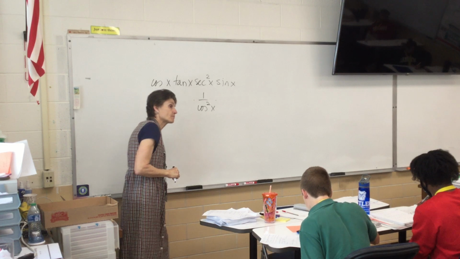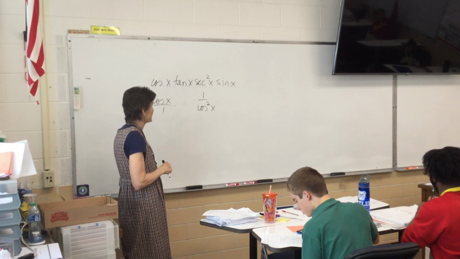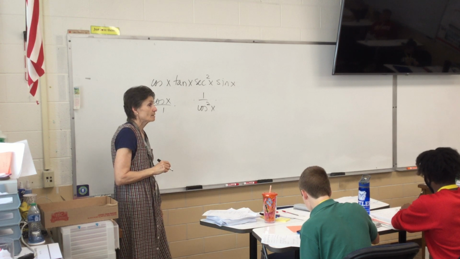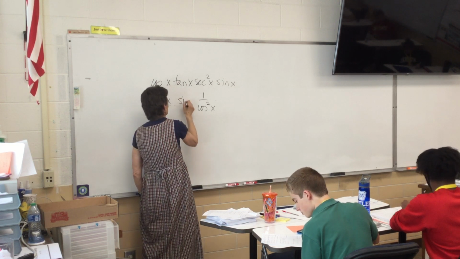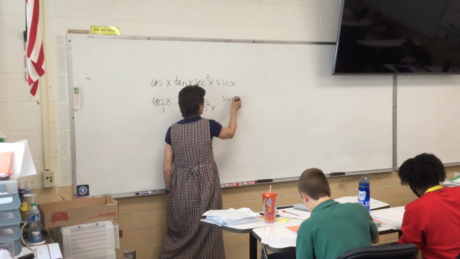Connor? Are you going to give us these forms? No, not these. Not these basic ones. You need to know what tangent is. Tangent, sine over cosine? It is sine over cosine. That's exactly what it is. And then sine is just sine.